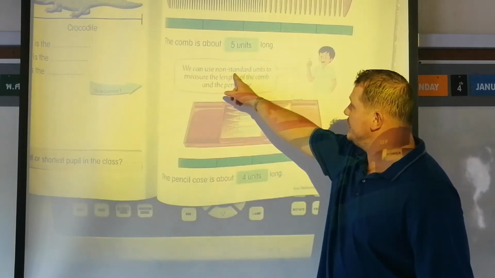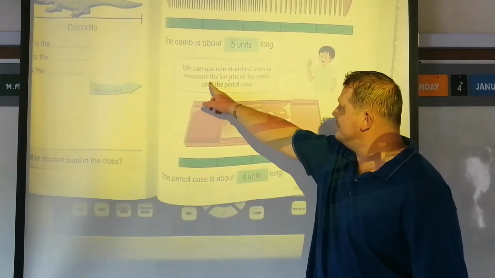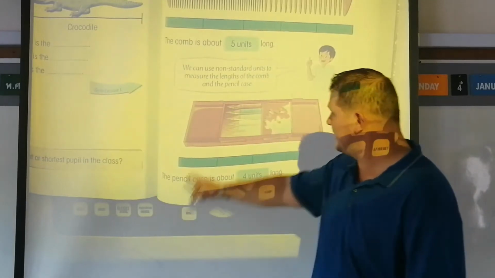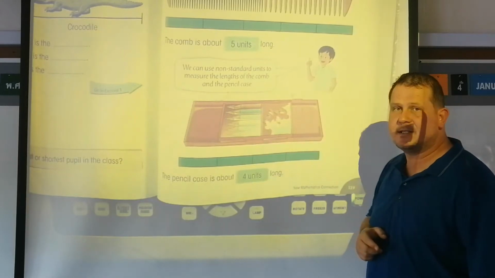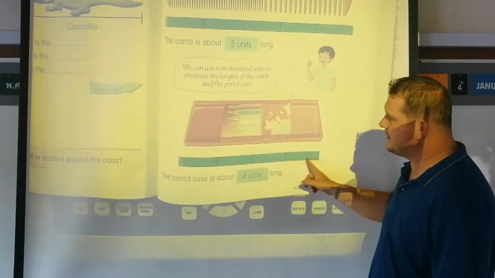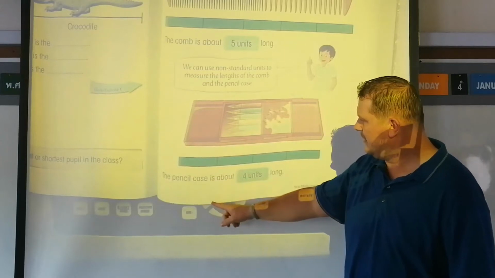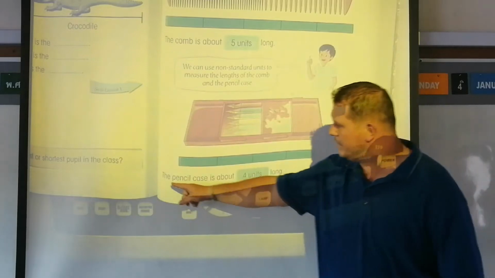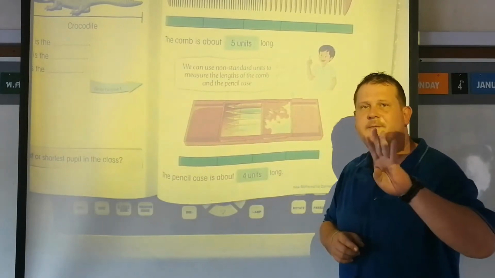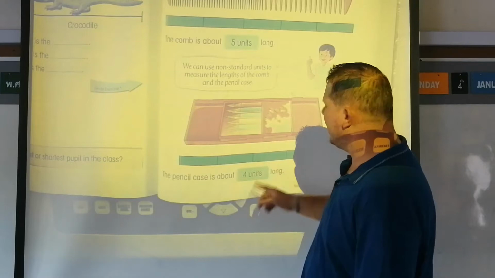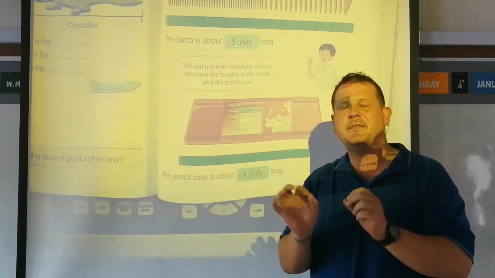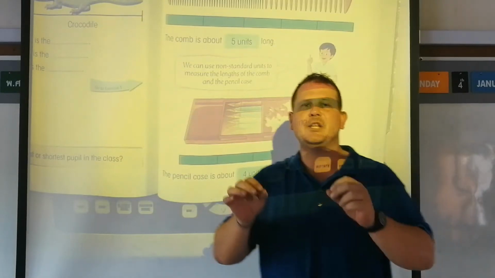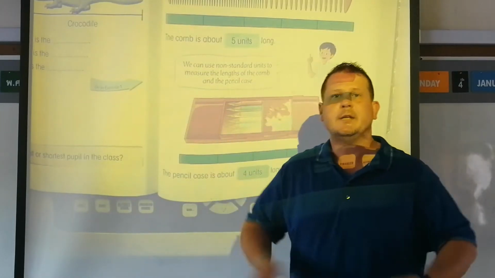We can use non-standard units to measure the lengths of the cone and the pencil case. Down here we have a pencil case. Same units, but now there's only 1, 2, 3, 4 units. In other words, the pencil case is about 4 units long. And you can measure anything like that, guys. Once I've given you a non-standard unit for measurement, you can measure anything.